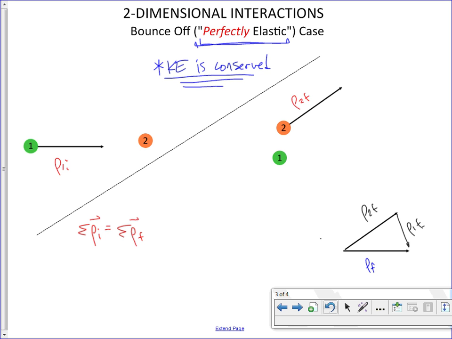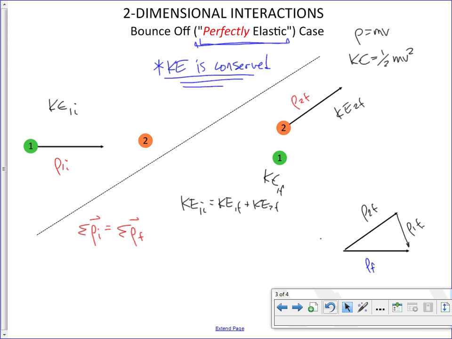Now, since kinetic energy is conserved, check this out. Momentum, mv, right? Kinetic energy, 1/2 mv squared. Now, we're going to say that this has some kinetic energy 1 in the beginning. This has some kinetic energy 2 final, and this is going to have some kinetic energy 1 final, and those have to add up. KE1 initial equals KE1 final plus KE2 final, right?